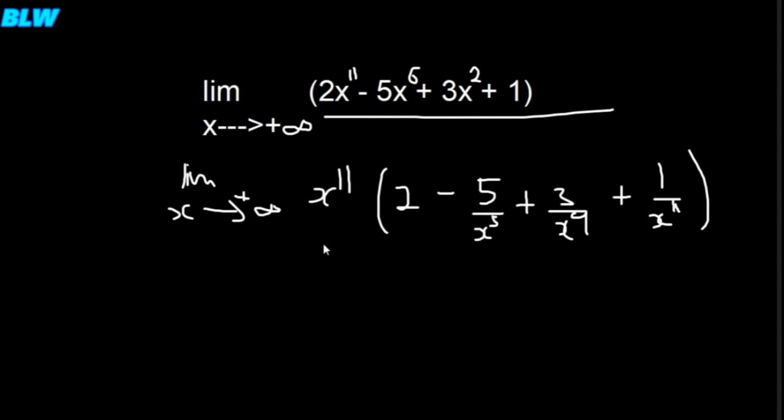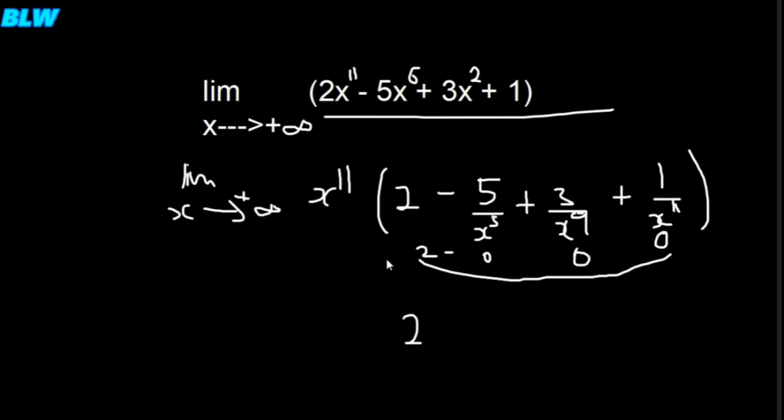Now looking at this, if I find the limit of 2 minus 5 over x to the power 5 plus 3 over x to the power 9 plus 1 over x to the power 11, you see that the limit will be approaching 2. This is because this value here is 5 over infinity to the power 5, which is 0. This one is 3 over infinity to the power 9, which is also 0. And 1 over infinity to the power 11 is also 0. At the end, I have just the 2 here.